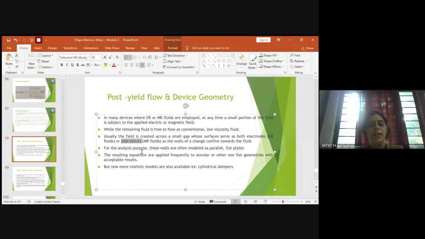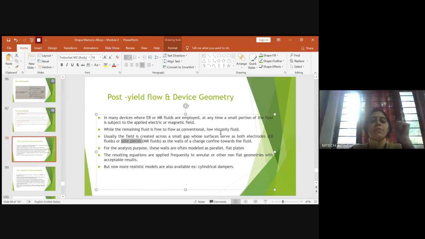So after understanding the next assumption, for analysis purposes these walls are often modeled as parallel and flat plates. To analyze the effect of this, the plates at the top and the bottom are assumed to be flat plates. It is also considered that both plates are parallel to each other. It is not like one plate is inclined to one end and the other plate is horizontal. You can't use it that way. Both plates should be flat and both plates should be parallel. These are the things one has to keep in mind.